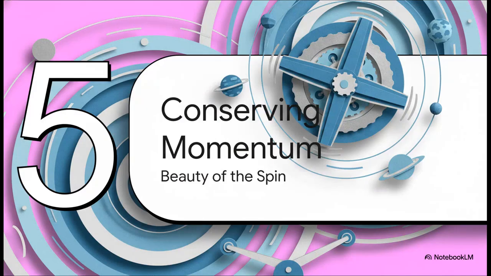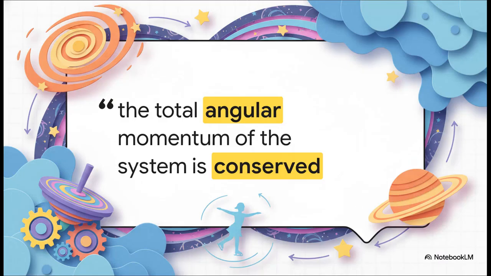Section 5. Conserving angular momentum, the beauty of the spin. Just as linear momentum is strictly conserved in a closed system without external forces, rotational motion has its own supreme conservation law. Listen up, class, because this is without a doubt one of the most beautiful and highly testable principles in all of physics. If no outside twisting force is applied to a system, its angular momentum remains absolutely constant.